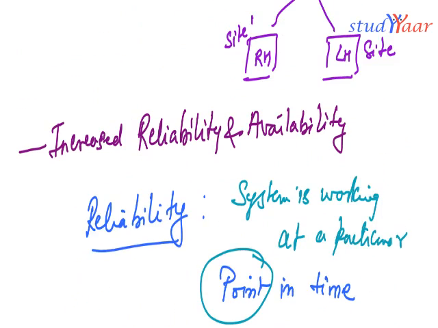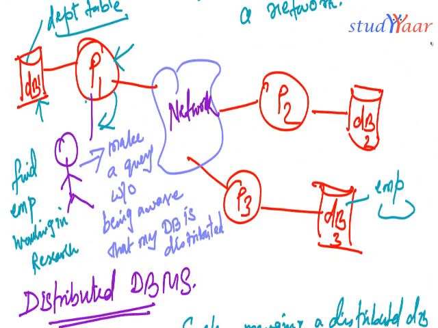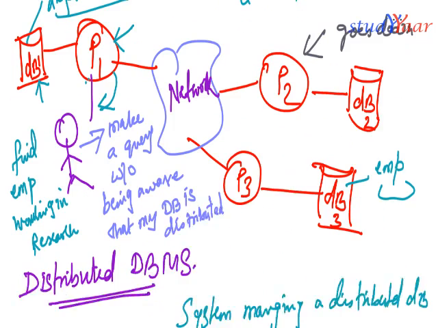How are my reliability and availability increased? It is increased because my distribution in the database is across many sites. So let's suppose my P2 goes down, then I can still perform queries on database 1 and database 3 because they are working fine. My entire system has not gone down due to the site at P2 going down. Okay, hence my availability and reliability is improved.